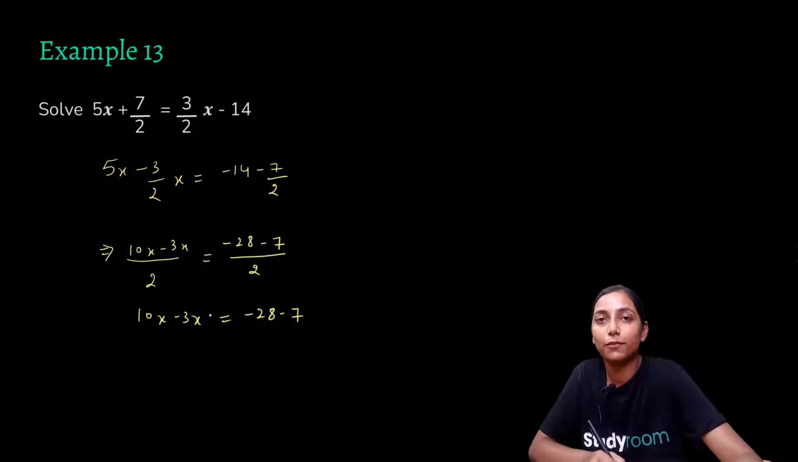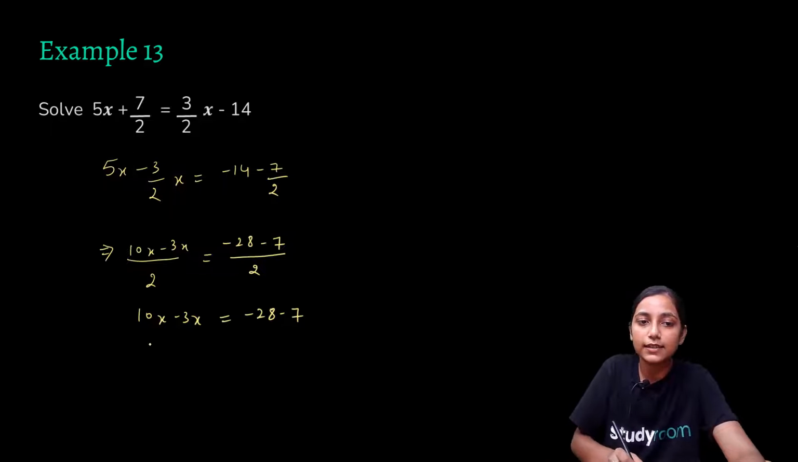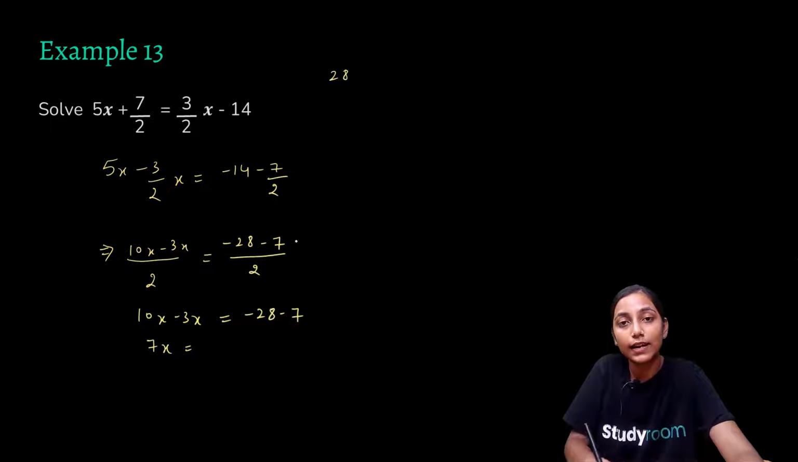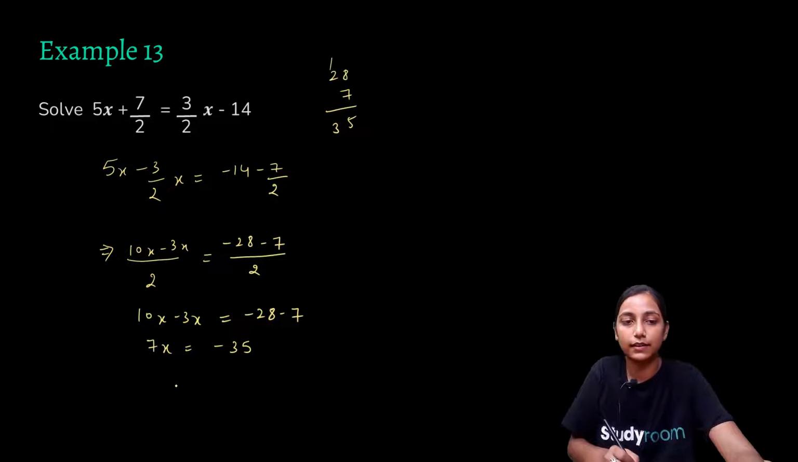Now we need to perform the mathematical operations on the like terms. So 10x minus 3x will be 7x, while minus 28 and minus 7, both are negative numbers. We will be adding these numbers. That will be 35 with the minus sign. This will be minus 35.